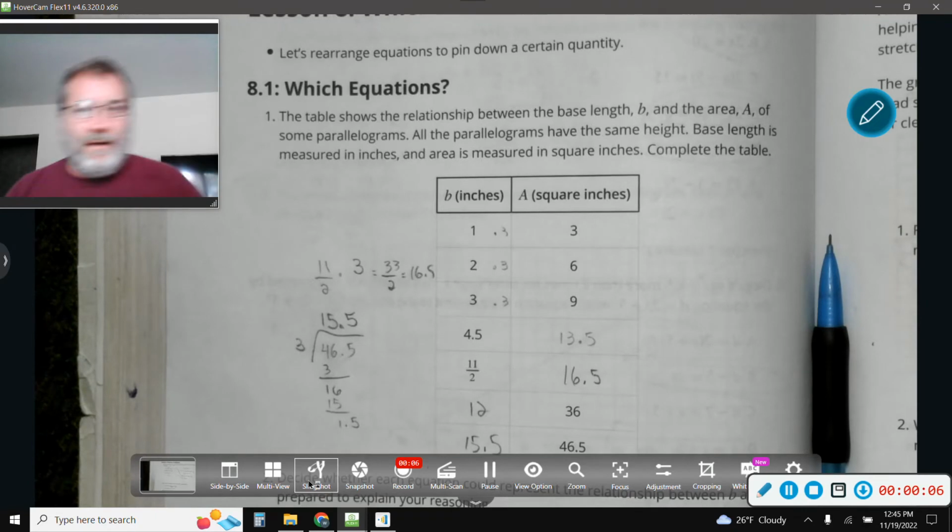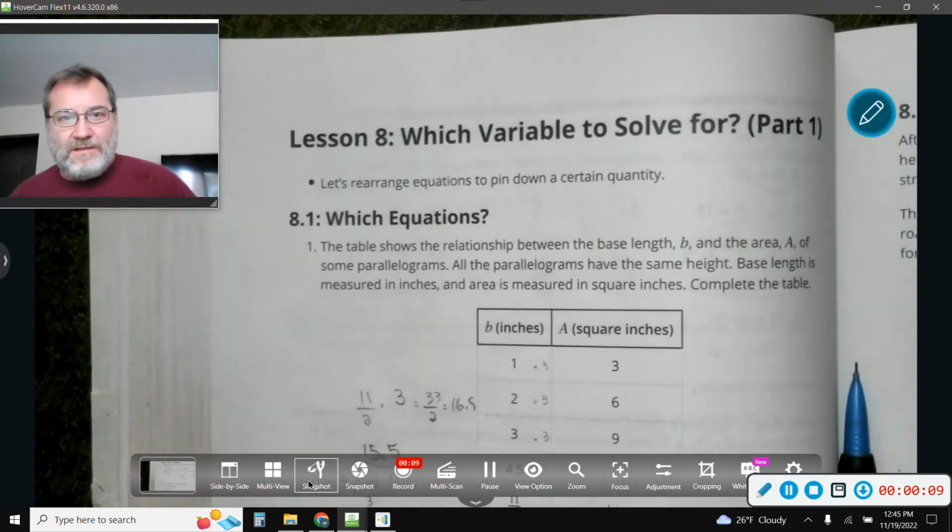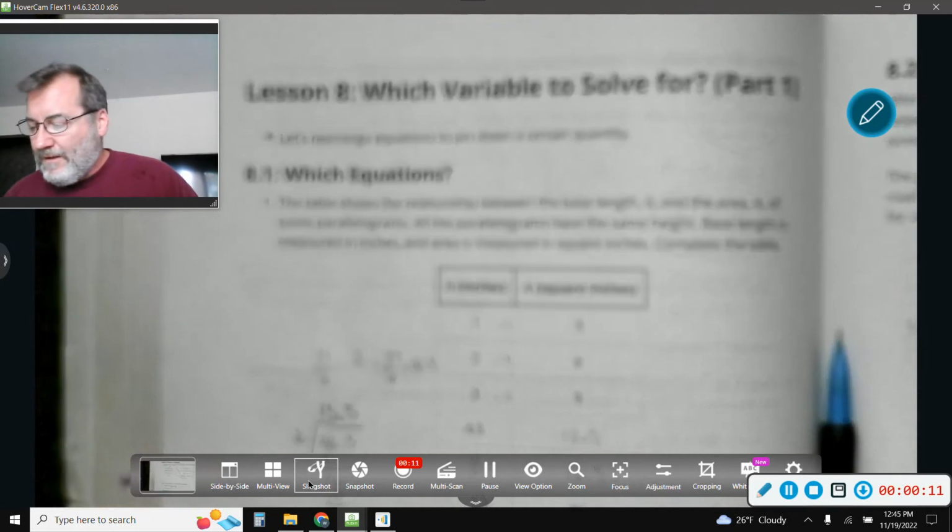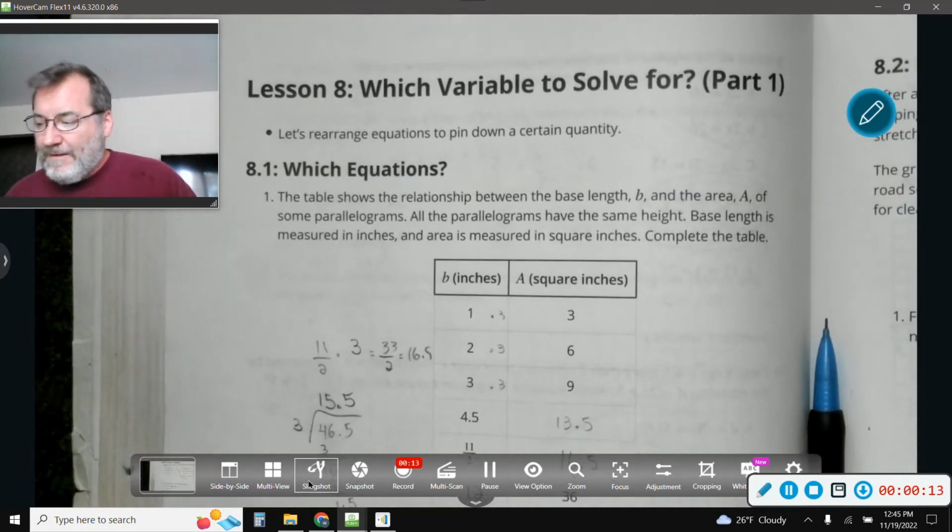Hello everyone, and we're now on lesson 8 in unit 2, which variable to solve for, part 1.